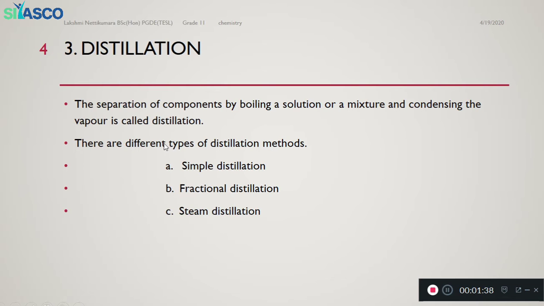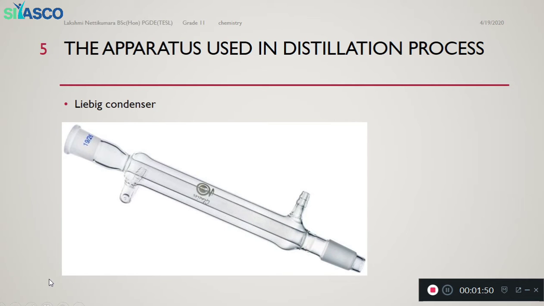Here it is given there are different types of distillation methods: simple distillation, fractional distillation and steam distillation. Before we move to the topic, we have to identify the main apparatus used in the distillation process. This is called the Liebig condenser. The Liebig condenser is a very simple condenser but has two specific features. Here you can see two outlets. One is to provide water, the other one is to remove the water inside the condenser.